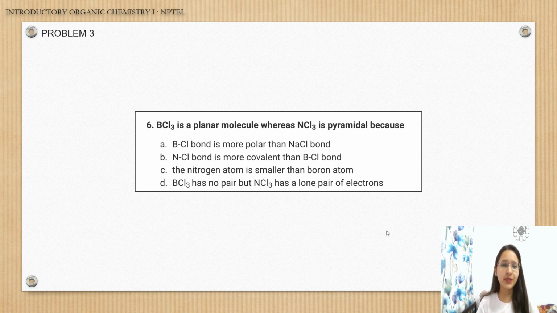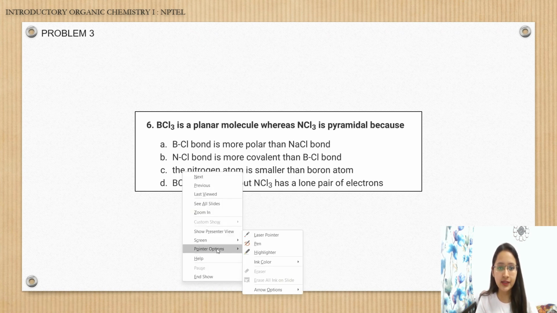So, question number three. This is a very basic question. I hope everyone can answer this very quickly. They are asking: BCl3 is a planar molecule, whereas NCl3 is a pyramidal molecule because: the first option is the B-Cl bond is more polar than the N-Cl bond. Second option is the N-Cl bond is more covalent than the B-Cl bond. Third is the nitrogen atom is smaller than the boron atom. And the D option is BCl3 has no lone pair of electrons, but NCl3 has a lone pair of electrons. So, any guesses?